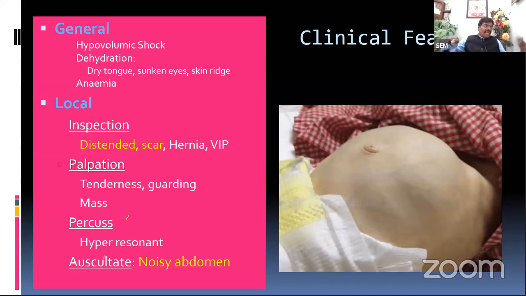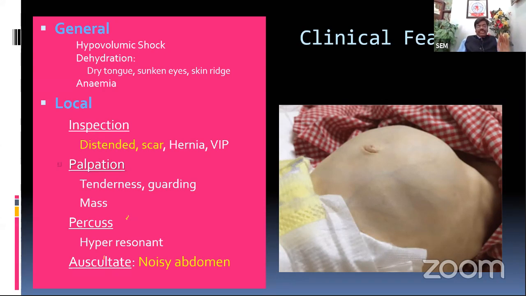As you talk to the patient, hi, how are you? Like that, suddenly you release the hand and look at the patient's face. He'll show all the findings suggestive of rebound tenderness. Okay. Percuss. When you percuss, because it's a gaseous distension very many times, there will be a tympanic or hyperresonant note, and auscultate, bowel sounds everywhere. It is a noisy abdomen we call.